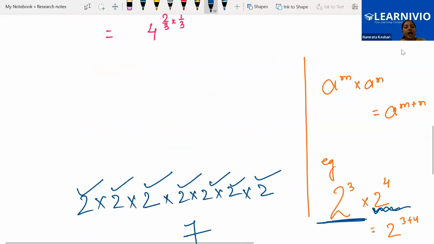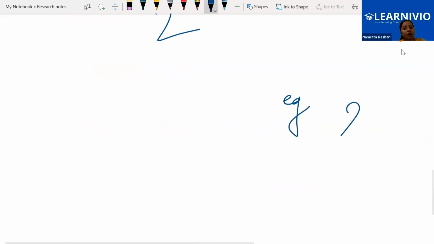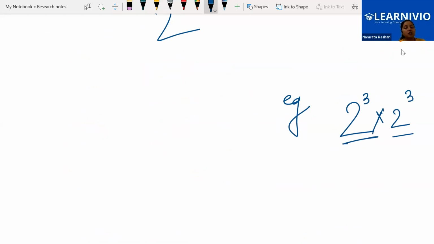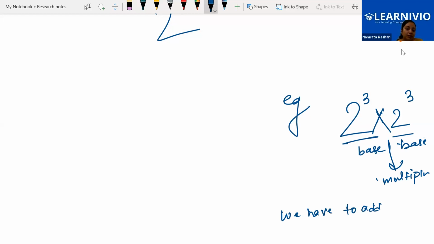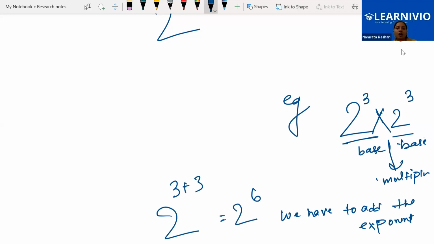For example, if we are having 2 to the power 3 into again 2 to the power 3, then bases are same and multiplication is there. This one is base, this one is base. This 2 and 2 is the base. So bases are same and multiplication is there. Then what we have to do? We have to add the exponents. Let's add the exponent by writing the same base, that is 2 to the power 3 plus 3. That means it will be 2 to the power 6. Am I making sense to all of you?